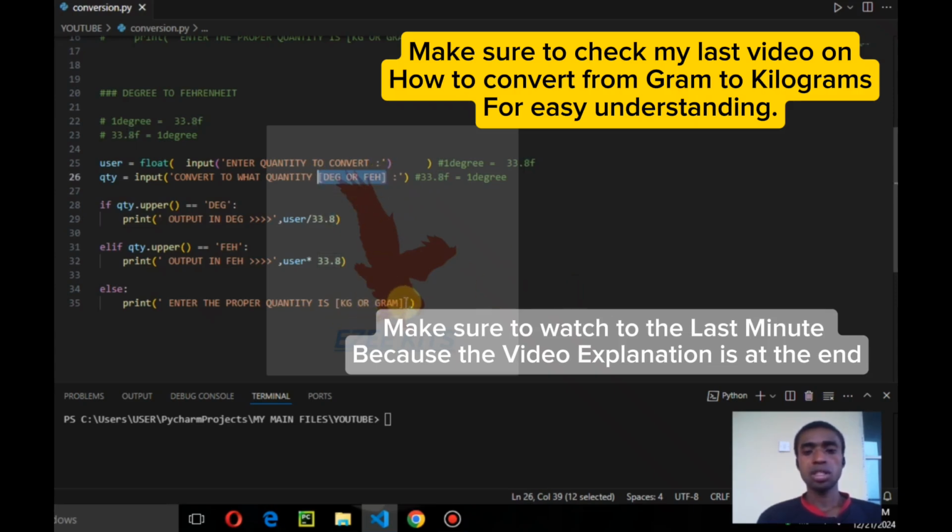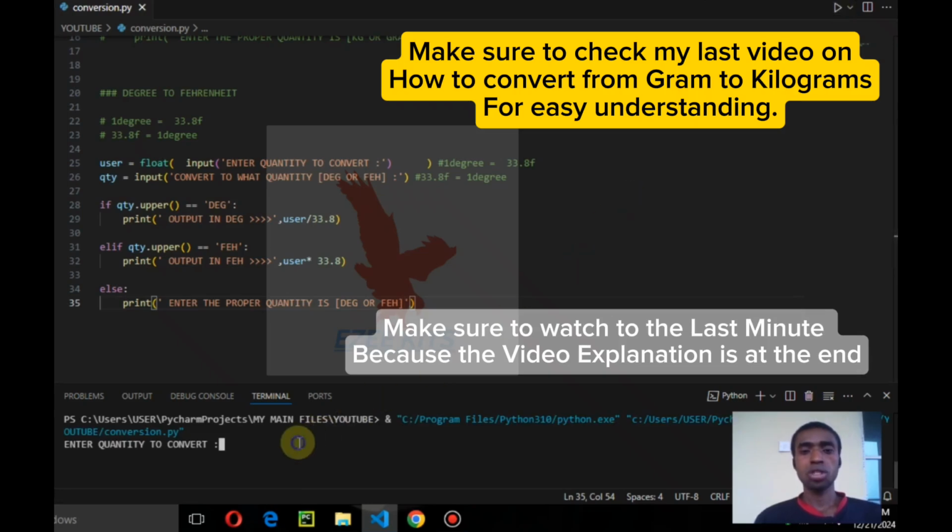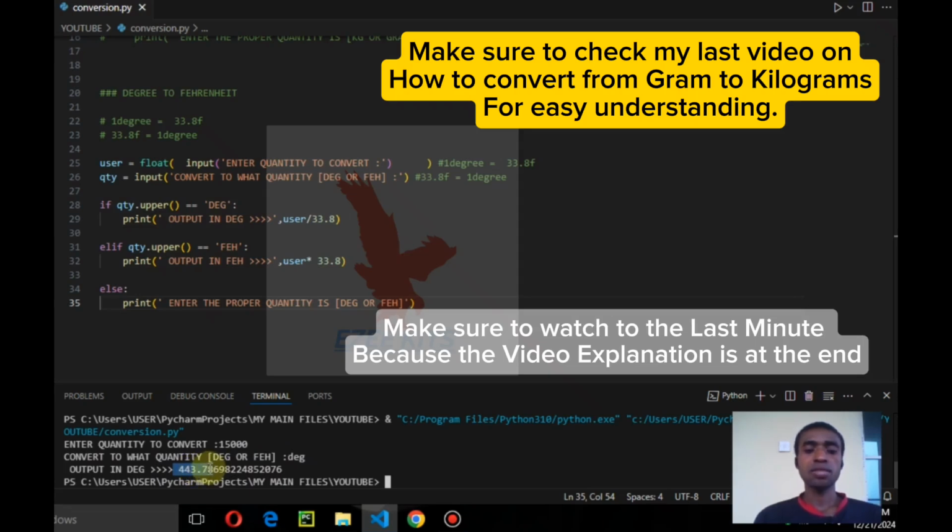Okay, let me change it. Let's run and see. What quantity do you want to convert? Let's say 15,000. I want to convert it to degree. As you can see, 15,000 Fahrenheit is equal to 443.79. When you approximate, 0.786 or 0.79. So that is Fahrenheit in degree.